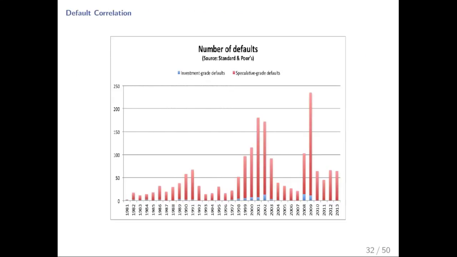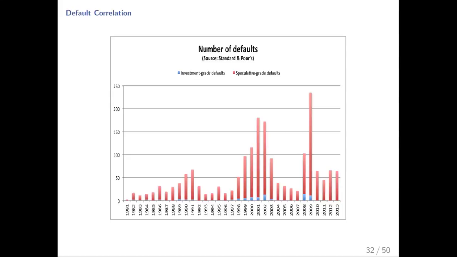So I guess to motivate, again, a little bit why we want to think about defaults being dependent. Here I'm showing you something from Standard & Poor's which shows you the number of defaults in investment grade versus speculative grade debt. So again, another exam thing, you should know that defaults are correlated in bad times. Why should we think about models in which default correlation is time varying? Because that's the way it looks in the data.